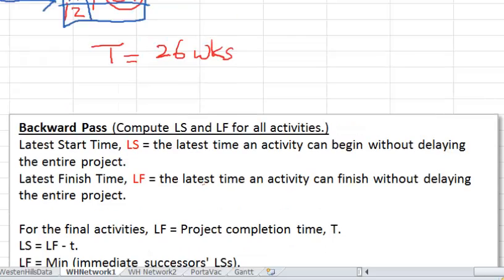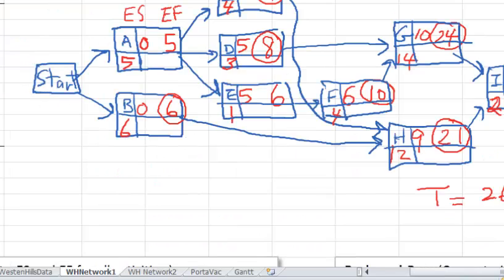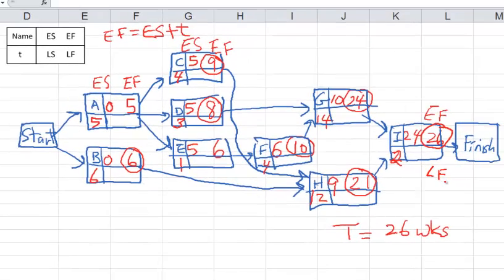Okay, so let's go do that. To start, for the final activity I, we ask, when is the latest time I have to finish by? What's my deadline for I in order to finish the entire thing in 26 weeks? Well, that must be 26 weeks into the project because I is the last activity. So we're going to put down 26. Basically, for any activity that's connected to the finish node like this, the LF is the same as the project completion time.